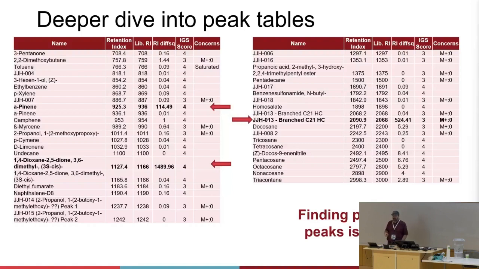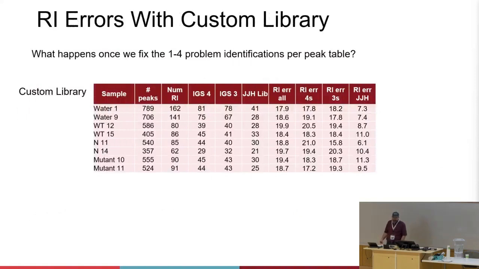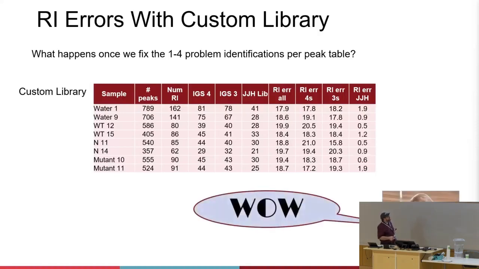So finding your problem peaks is now trivial, right? It takes 20 seconds to look through a huge long peak list and say, here are the 10 compounds I need to fix or figure out. So now, what happens to this retention index library, my retention index errors, if I fix that handful of problem peaks in the peak table? If I do that, we see that these errors get incredibly small. Enough to make this guy really, really excited. So that's really useful.